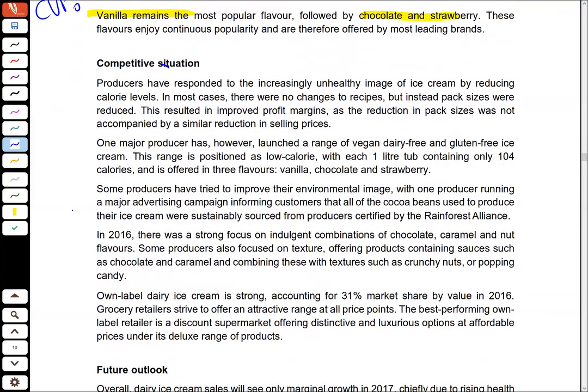Looking at the competitor situation, we can see that the producers have responded to this unhealthy image of ice cream by reducing calorie levels. So people are trying to change things. They're also looking at maybe changing pack sizes. And also, as the pack size is reduced, not actually changing the selling price.